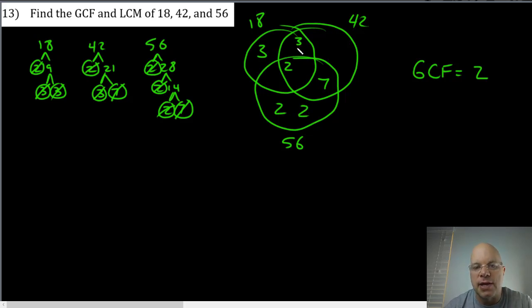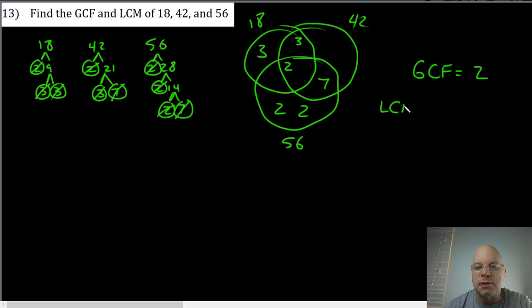3 multiplied by 3 is 9, multiplied by 2 is 18, so that circle checks out. 3 2's is 6, and 6 7's is 42. 2 7's is 14. 14 doubled is 28, and 28 doubled is 56. So I feel confident that my prime factors are sorted into the Venn diagram properly. Now I can find the LCM.